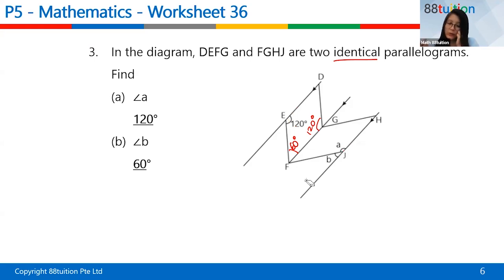Correct? That means you don't even need to find all this. The only thing that we need to calculate is for B, angles on a straight line. We take 180 minus 120. You know it's 60. That's it. You get why I say this is 120? Because it's identical. The obtuse angle is 120. So A is the obtuse angle, that's why it is 120.